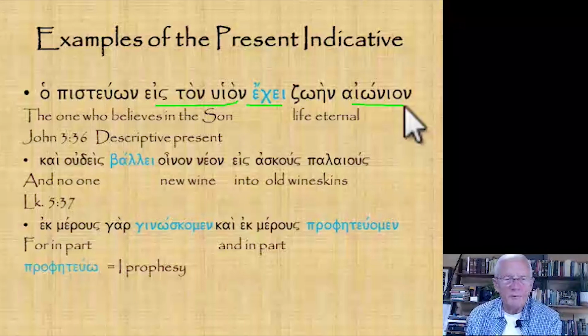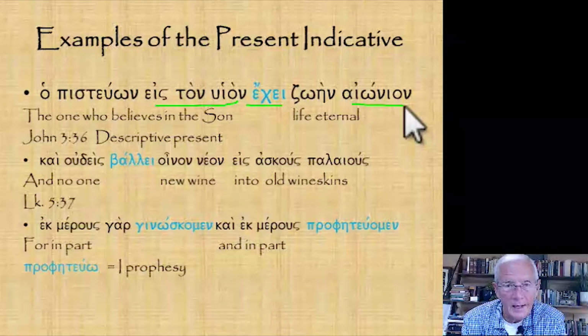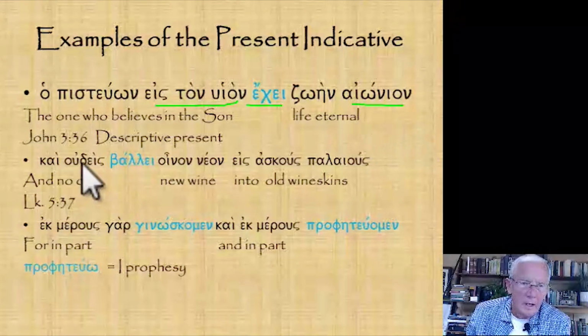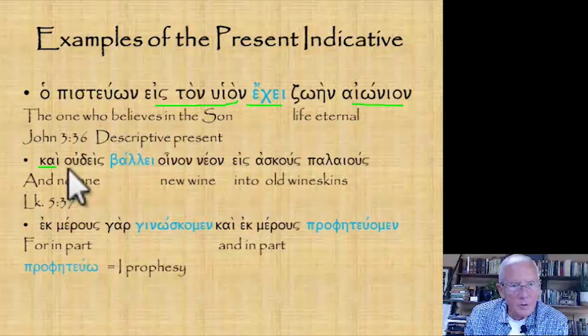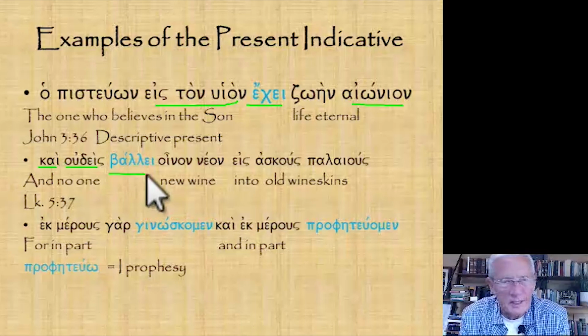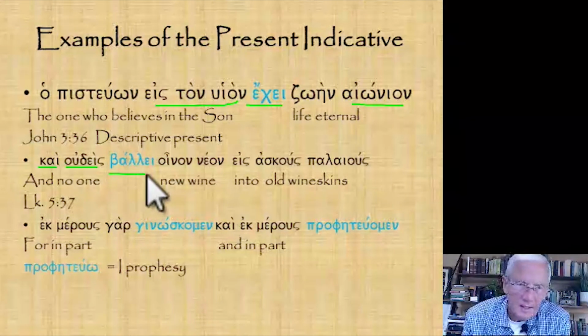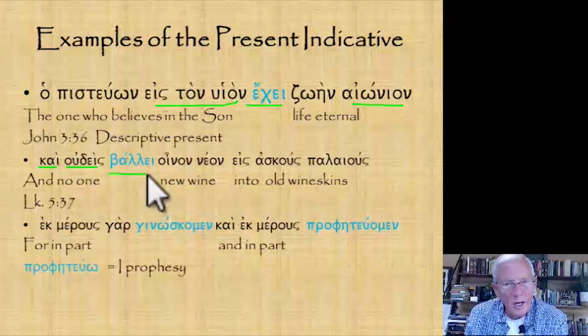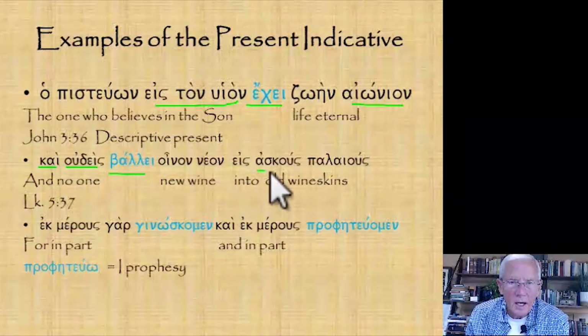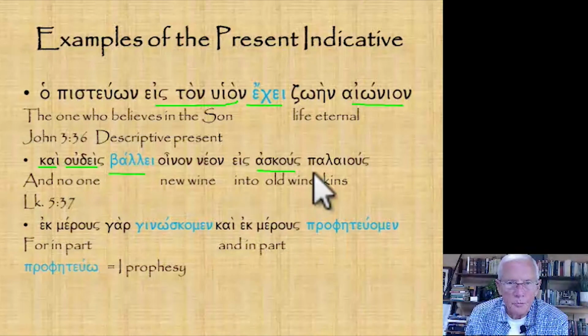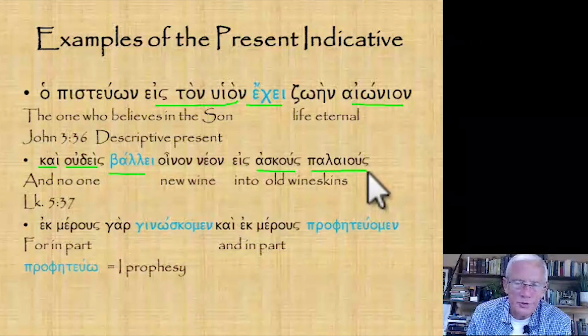From Luke 5:37, let's pronounce. Kai oudeis ballei oinon neon eis askous palaious. Kai means and, oudeis is no one, and then we have ballei, present active indicative, third person singular. Now in the context here, it wouldn't be throw, it would be pour. So pours new wine into askous, that's wine skins, and palaious is old.